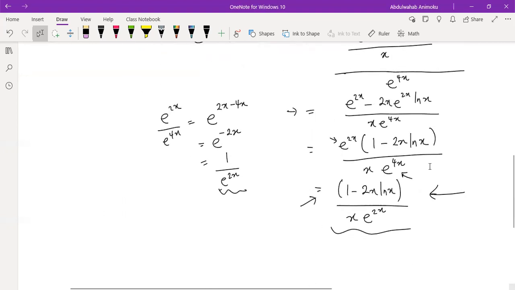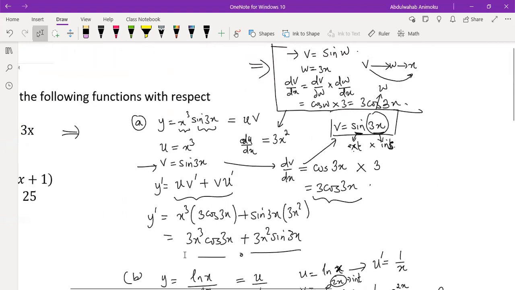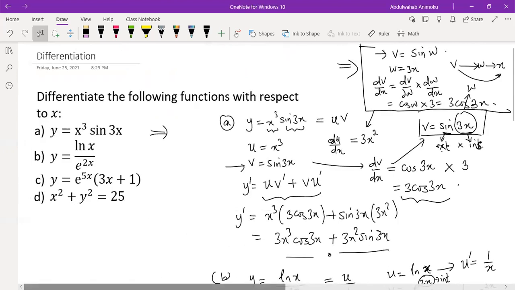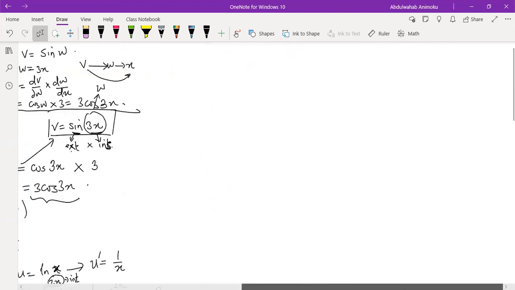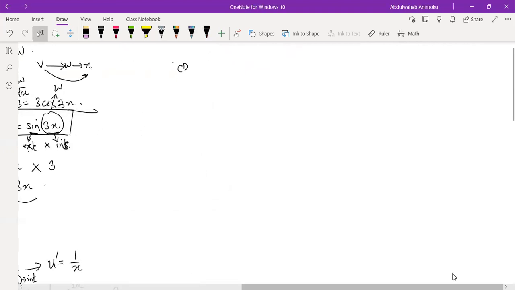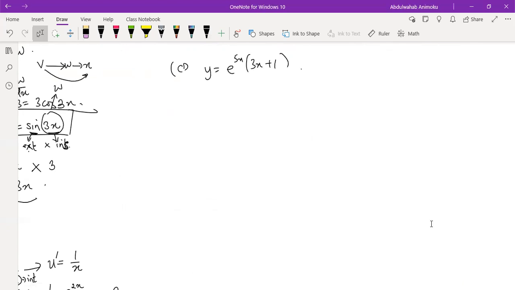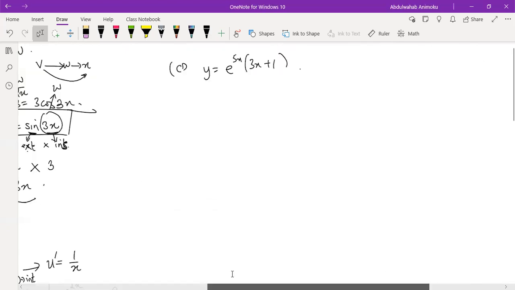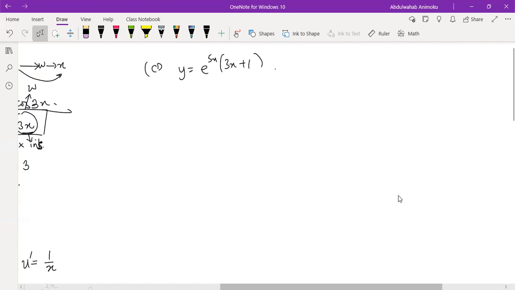Okay, now let's move to the next problem. So the next problem, let's see where it is: e raised to the power 5x multiplied by 3x plus 1. So let's come here. We have y equal to e raised to the power 5x multiplied by 3x plus 1. Okay, I hope that's correct. Now, again, what do you notice? I'll let you go first. Tell me which rule you see.